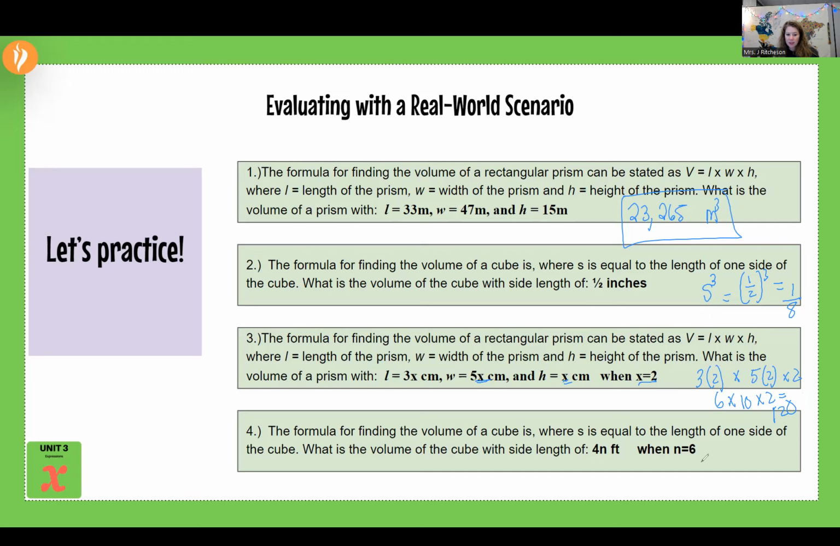The formula for finding the volume of a cube is, it left off the formula. It's S cubed, where S is equal to the length of one side of the cube. What is the volume of the cube with side lengths of 4n when n equals 6? So each side is 24. So we're going to cube 24, which means 24 times 24 times 24, which is a great big number, 13,824 units cubed. All right, guys.